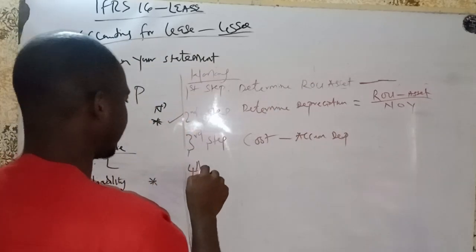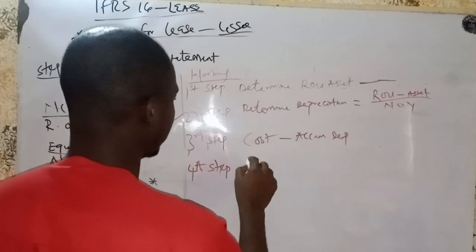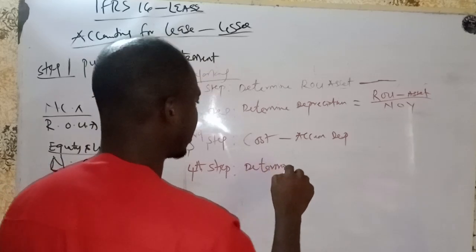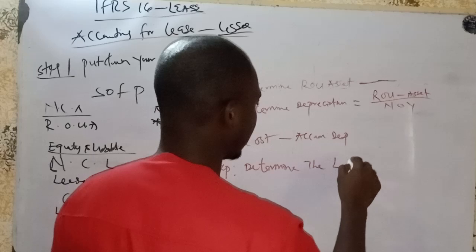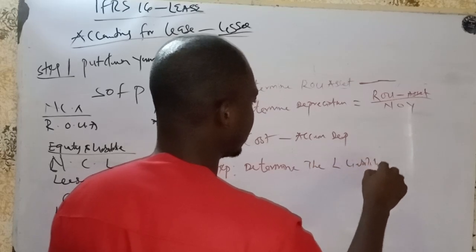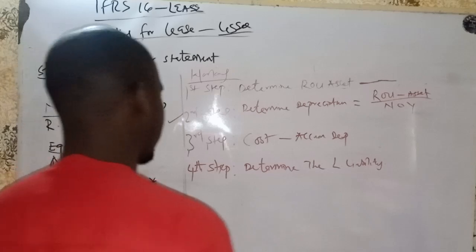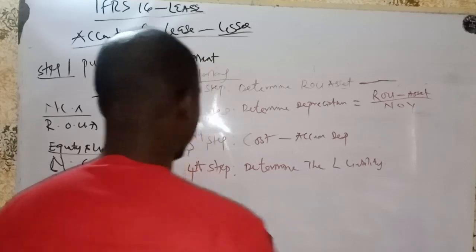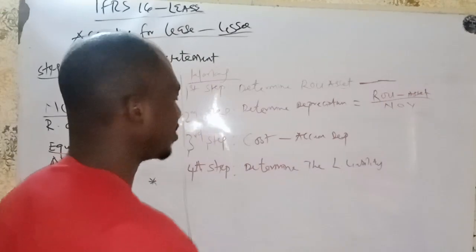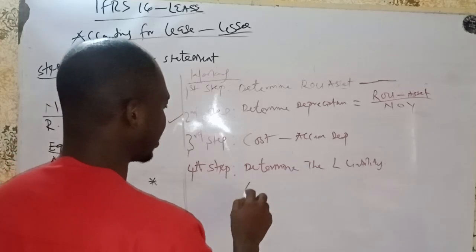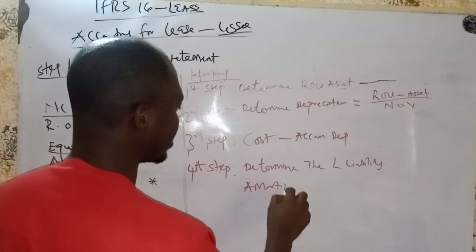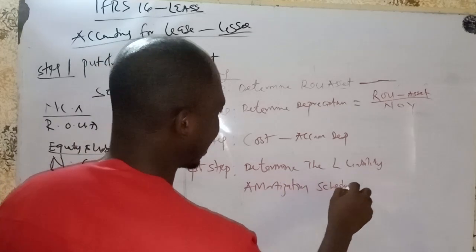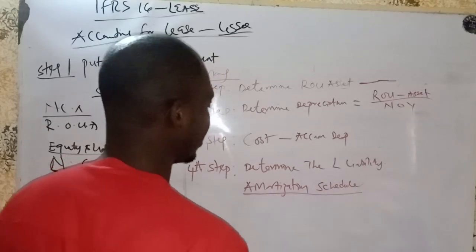Then the fourth step now is to determine your lease liability. Determine the lease liability. And I told you, to determine your lease liabilities, use your amortization schedule. The amortization schedule is very, very easy and very fast.